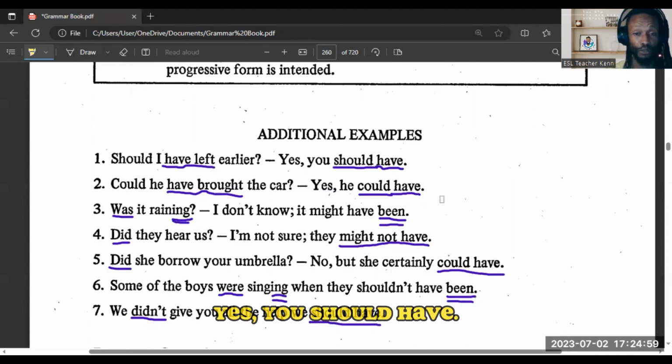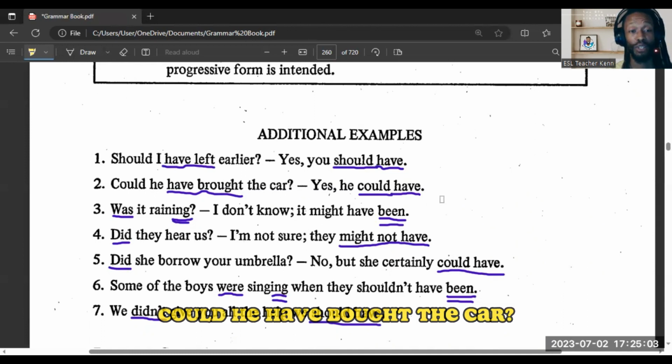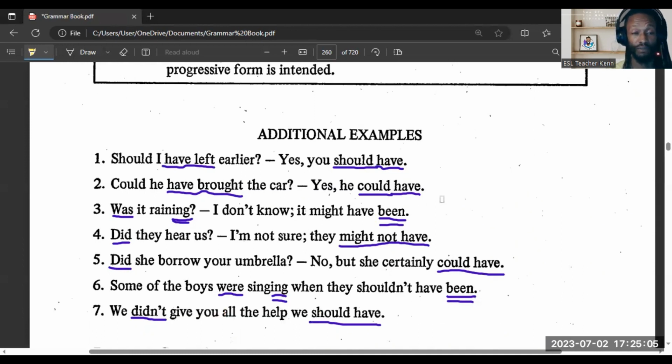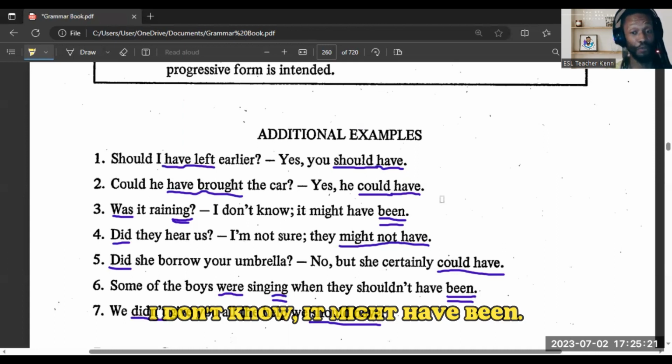Yes, you should have. Could he have bought the car? Yes, he could have. Was it raining? I don't know. It might have been.